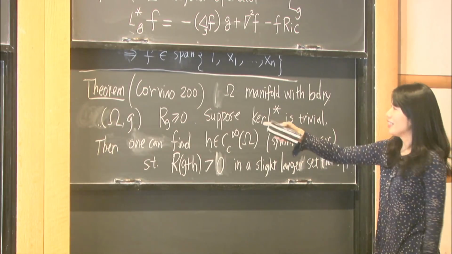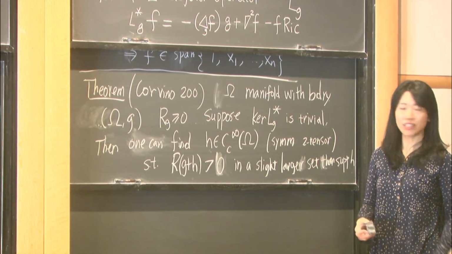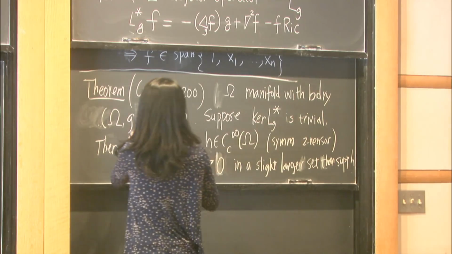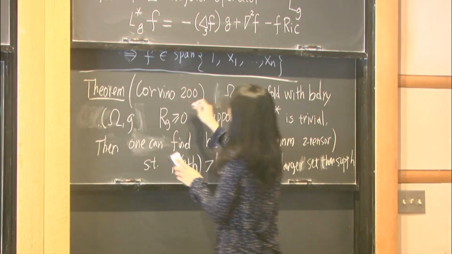which will replace the nonnegative scalar curvature by the dominant energy condition. Oh, sorry, this should be 2000.